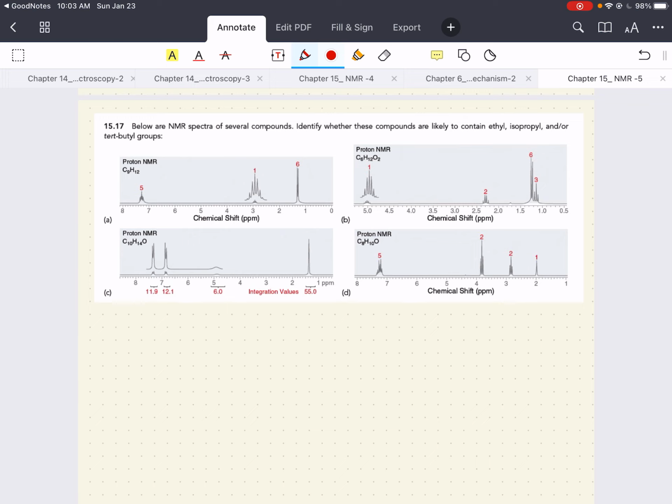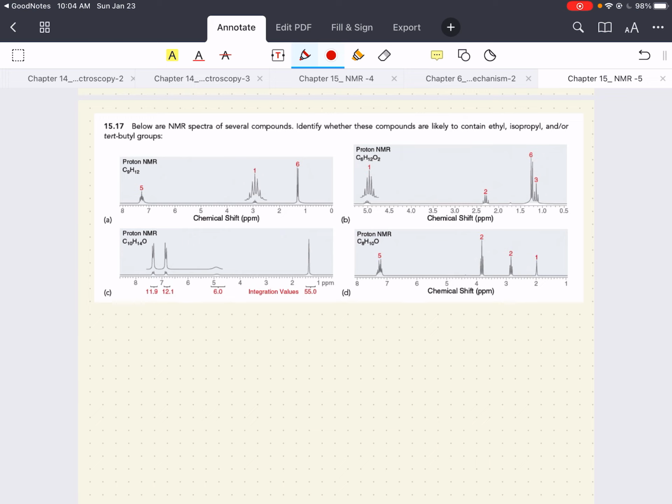A hydrogen deficiency index of 1 is going to indicate that our compound either has 1 ring or 1 pi bond. And a hydrogen deficiency index of 4 or more is going to possibly indicate the presence of an aromatic ring. So those are good numbers to keep in mind. That's the first thing we're going to do: investigate the molecular formula as best as we can, and get as much information from it as we can.